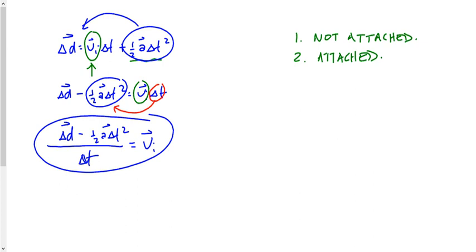D minus 1/2 AT squared over T equals VI. So remember, get rid of what's not attached. In this case, it would be the 1/2 AT squared. Take it to the other side by subtracting because it's added to the VIT. Then get rid of what is attached. What is attached to the VI? Well, it's delta T. It's multiplied by VI, so let's take it over to the other side by dividing.